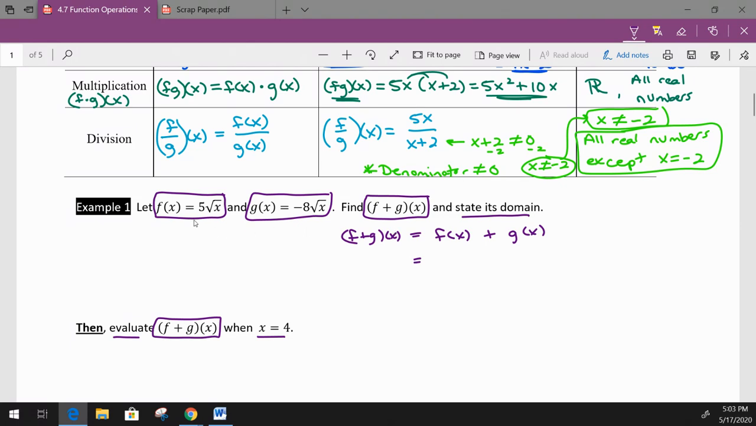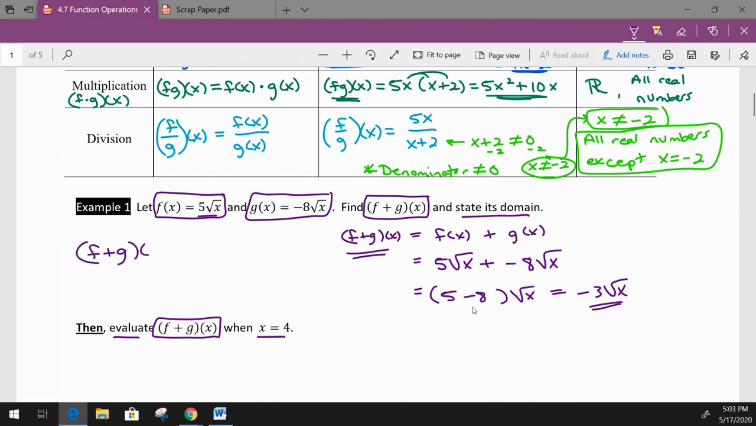So our f of x function is 5 square root of x. Our g of x function is -8 square root of x. Well, when you're adding a negative, that's the same as just subtracting. But if we also look at the square root of x, these are like terms. So you can think of it as factoring out a square root of x and putting the 5 minus 8 together, which would then equal -3 square root of x. So our function, I'll write the final answer over here, f plus g of x equals -3 square root of x.